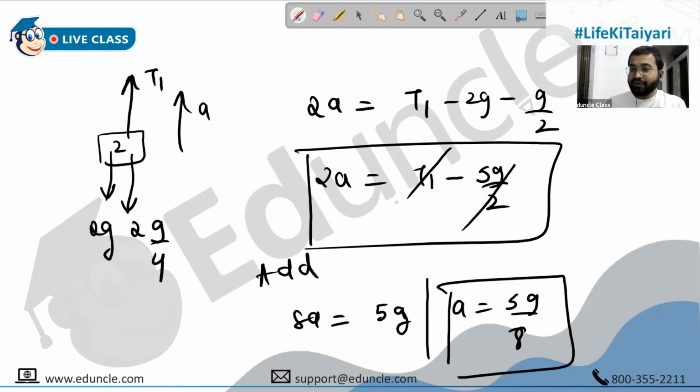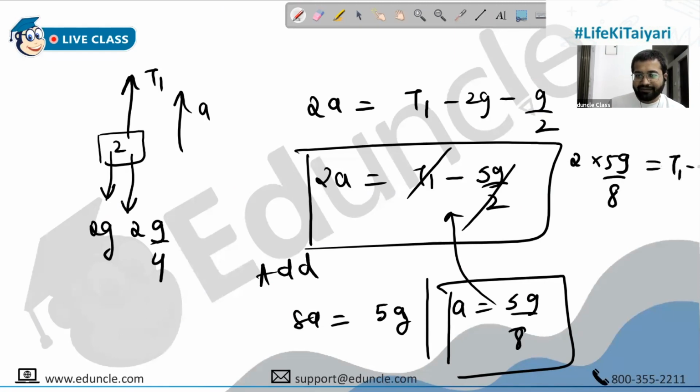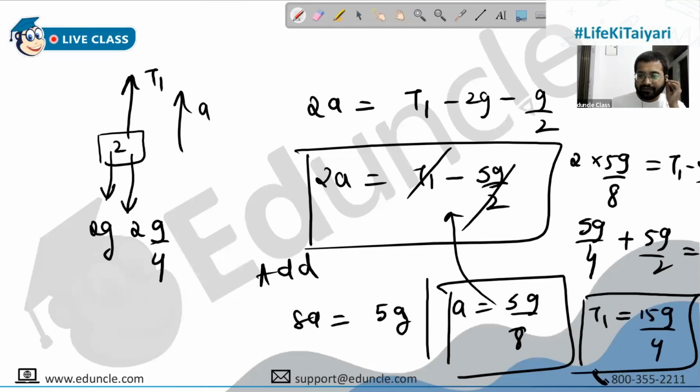And now we don't need to calculate T2. We can directly calculate T1, so let's just calculate T1 because that's what we require. So 2 into, what is acceleration? 5g by 8. This is T1 minus 5g by 2. So I've got 5g by 4 plus 5g by 2. This is T1. So T1 is 15g by 4. Okay, T1 is 15g by 4.